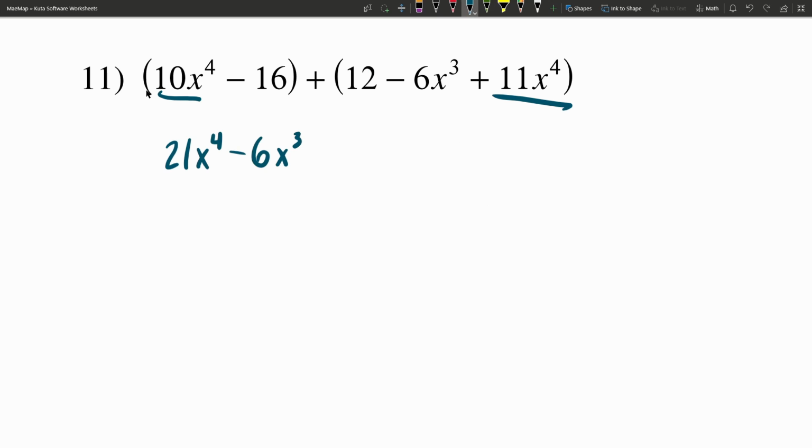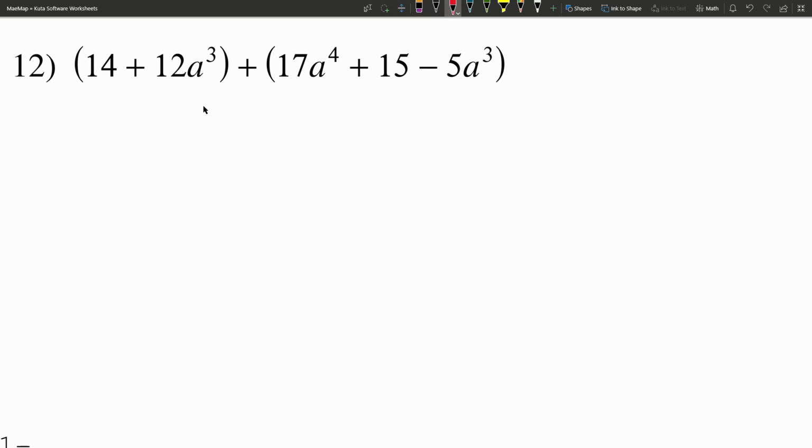Next highest degree would be 2, I don't have that. Next after that would be 1, I don't have any x to the first. So then finally I'll look at my constants, which I have a minus 16 plus a 12, which is going to result in a negative 4. So this is 21x to the fourth minus 6x cubed minus 4.